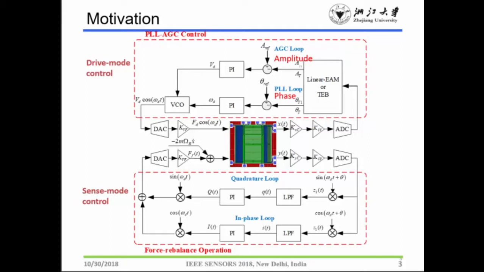For the sense mode control, we normally have two loops, one for the quadrature error signal and the other for the in-phase input angular rate.